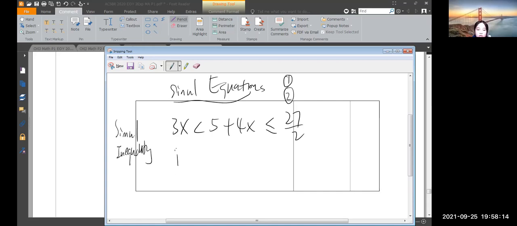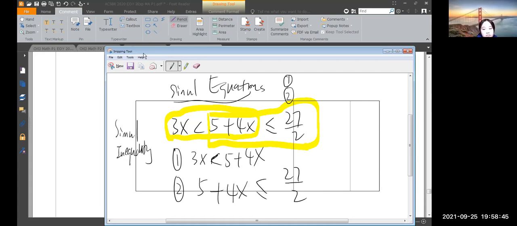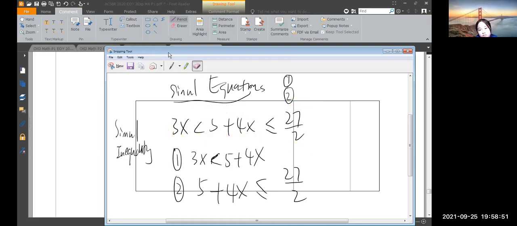So that means you have one inequality, you have two inequality. You have to do it separately. So the number 1 inequality is this one. Then the number 2 inequality is which one? The whole thing and the 27 over 2. Here, right? A lot of students make mistakes because they never choose the whole thing. They probably stop at here.